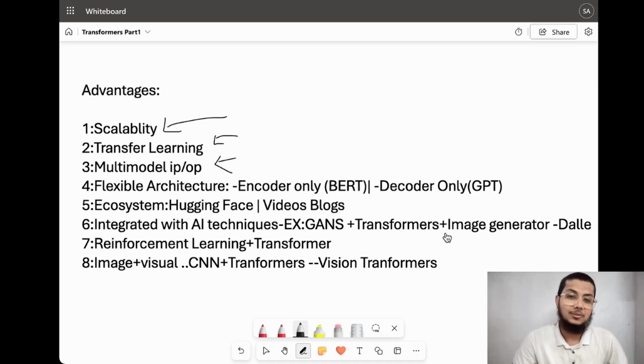It really depends on the requirements of what kind of applications you want to create, and you can make changes in this architecture according to that.